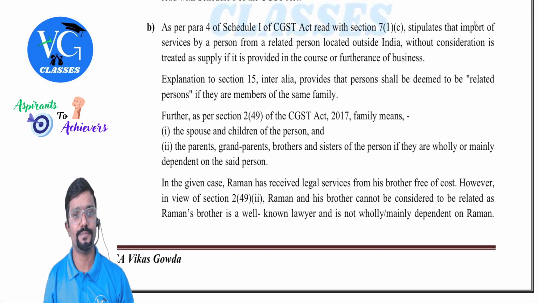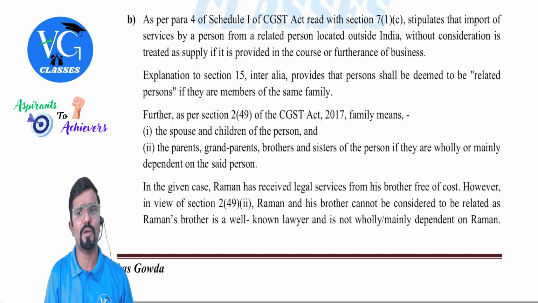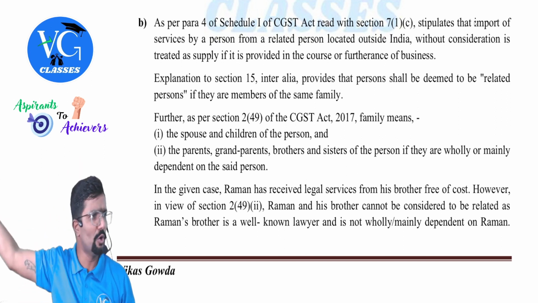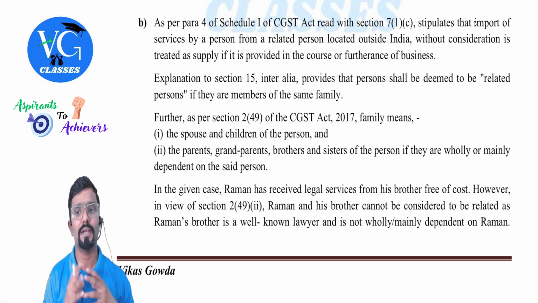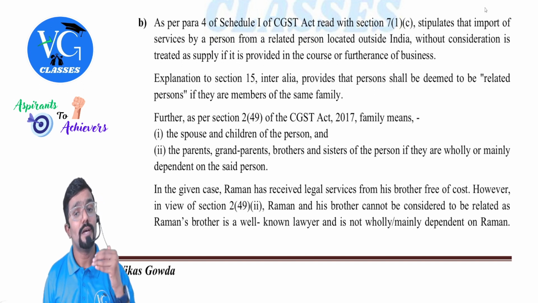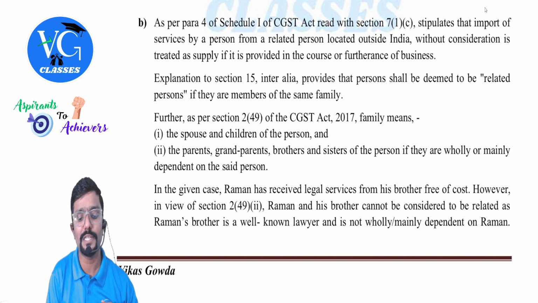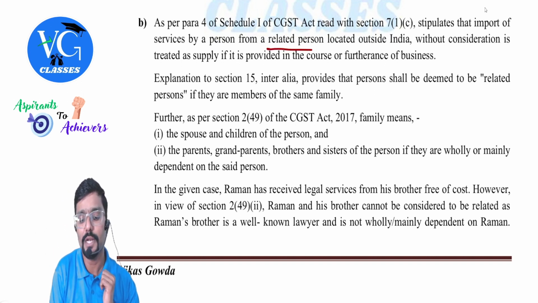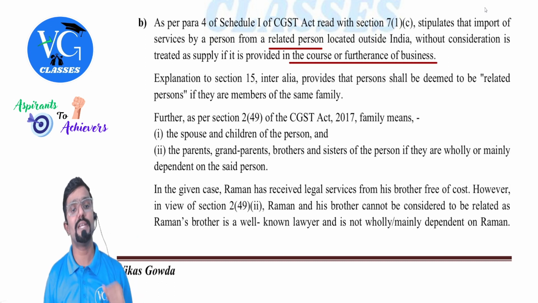Let us see the answer. Sir, here should I explain 7.1b? Not required, because when it is without consideration, 7.1b is completely ruled out. As per para 4 of Schedule 1 of the CGST Act, read with section 7.1c, it stipulates that import of services by a person from a related person located outside India without consideration is treated as supply if it is provided in the course or furtherance of business. So what are the key terms here? Related person, one thing. Another one, it should be in the course or furtherance of business. Both are missing.